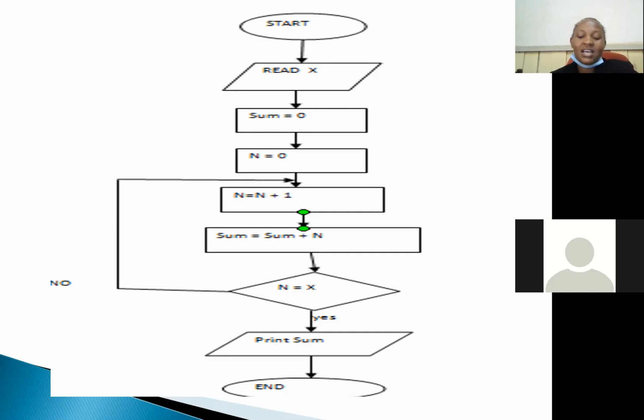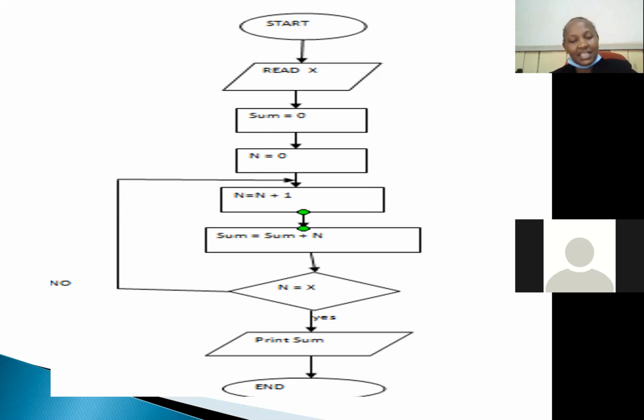In this diagram, the loop is a repeat-until, where the statements are executed first and then the condition is tested last. So in this case, you write start, read x, sum equals 0, n equals 0, then the word repeat should come in there.